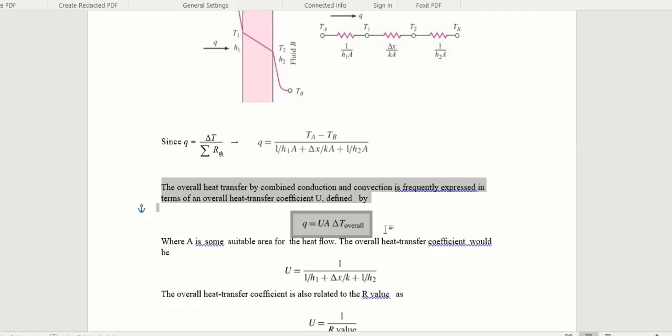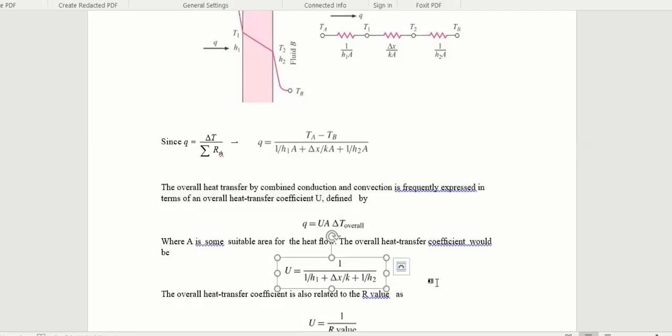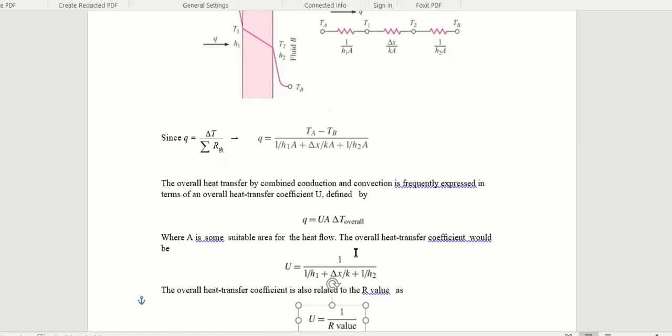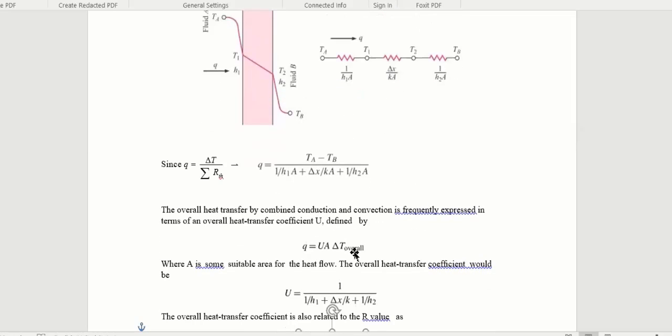So here Q is equal to UA delta T. This will be the formula now. What is this A? A is the area and U is the overall heat transfer coefficient. Now this U, it is what? U is equal to 1 upon H1A plus delta X upon Ka plus 1 upon H2A. Okay, if we take A common, so this is the formula. Or what is this? This is nothing but R. So what is the basic formula? U is equal to 1 upon R. Okay, so this is what is meant by overall heat transfer coefficient.